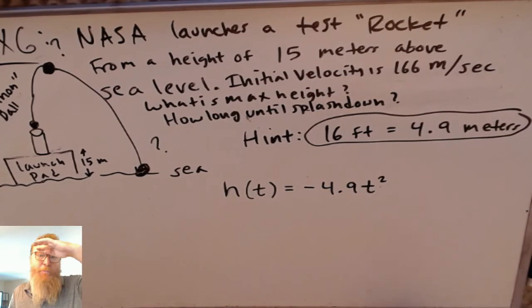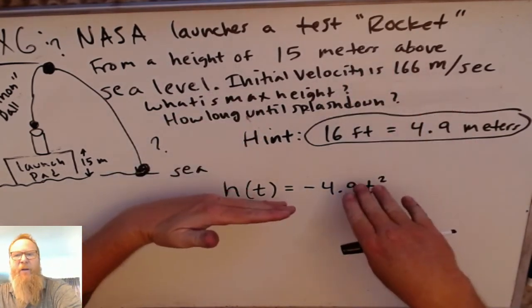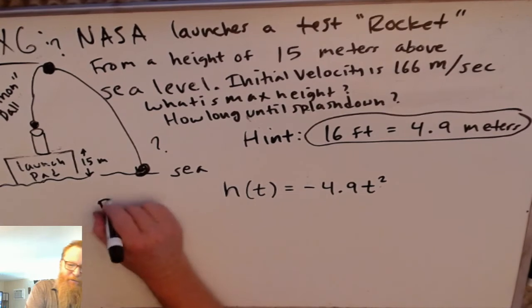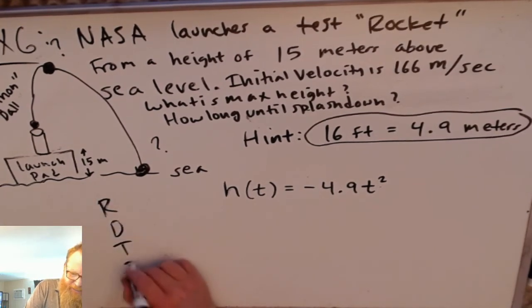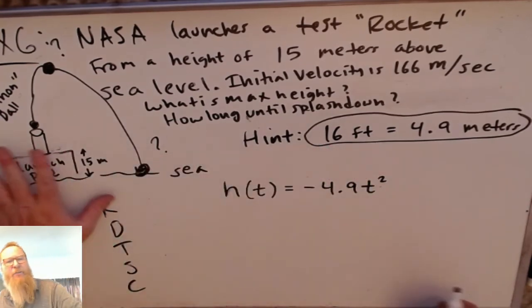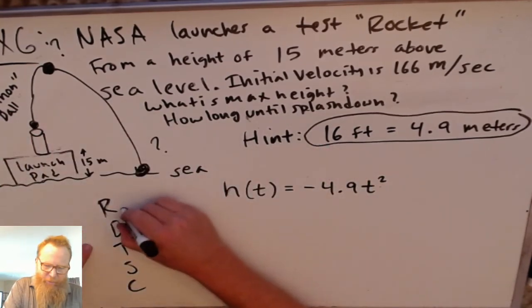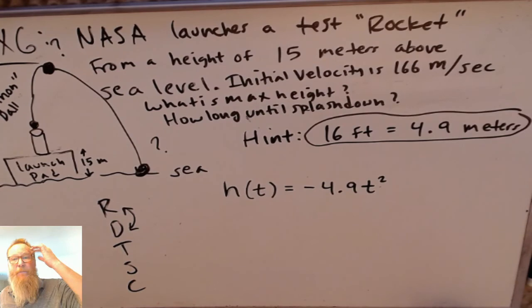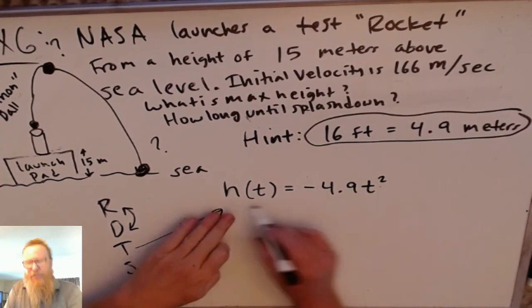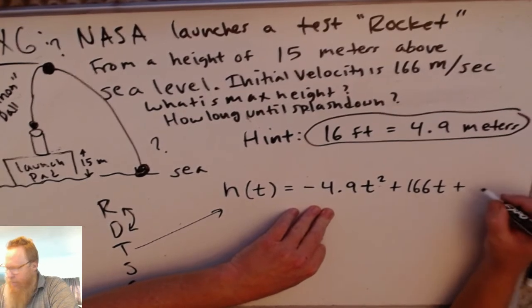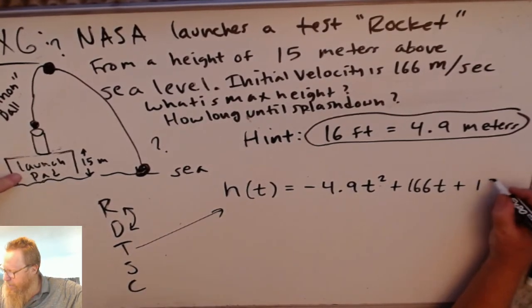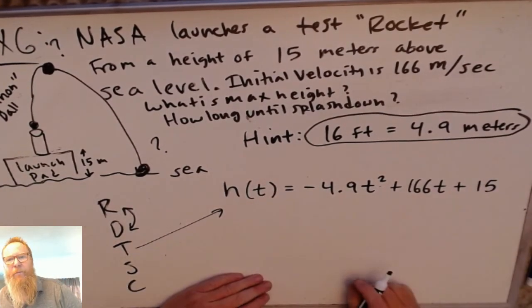All right, almost blew it. I just didn't read the question all the way. So remember, the first letter in R is read. Draw, translate, solve, and check. So I was reading it, I was drawing it, and you frequently go back and forth between reading and drawing. Now I'm translating it into a function, 166t plus the initial height of the launch pad, which is 15 meters.